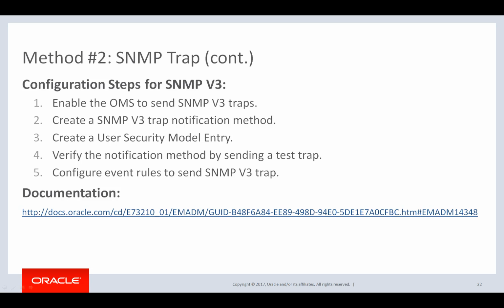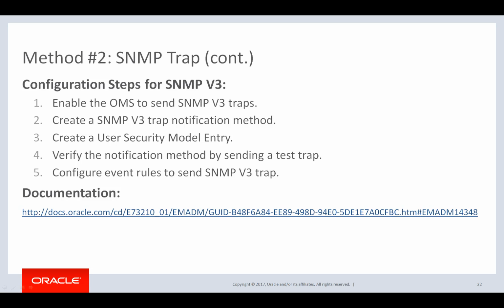The first step is to enable the OMS to send such traps. For SNMP v3, the OMS serves as an SNMP agent, which sends traps to the SNMP manager that is monitoring all SNMP agents deployed in the network.